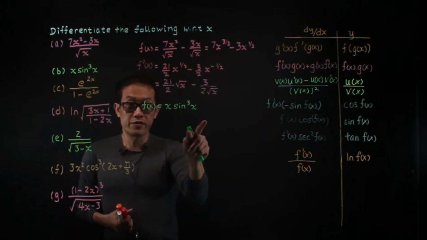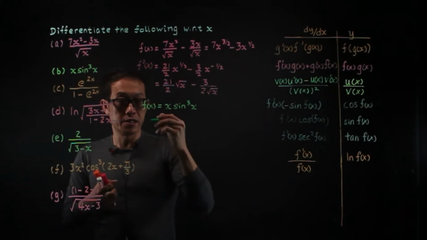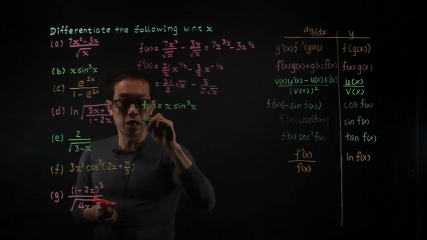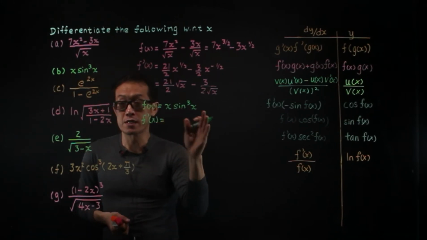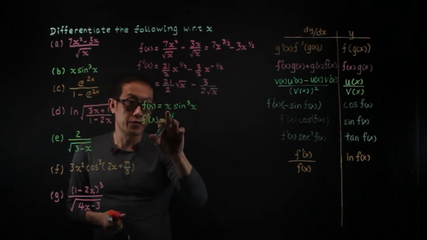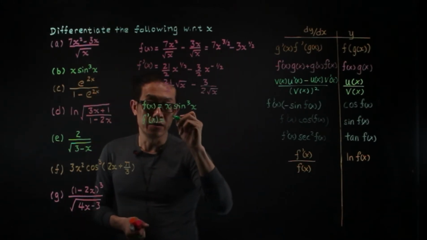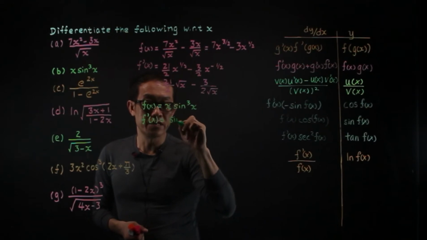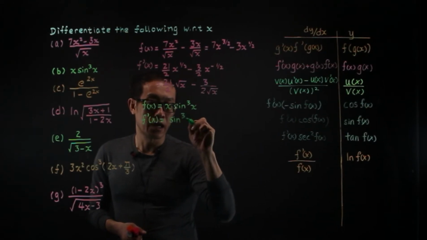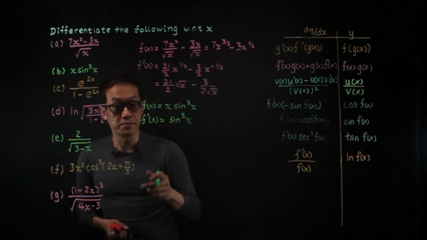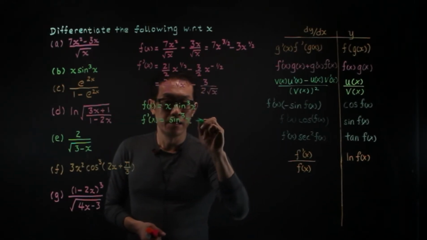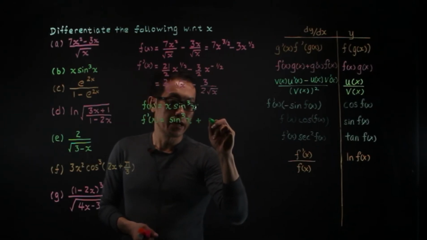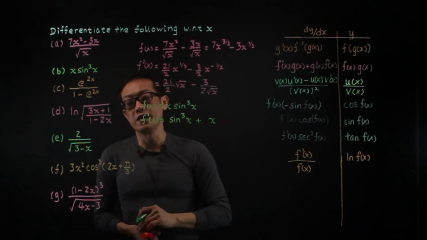Now, when I differentiate this, this will be equal to f prime of x. I use the product rule because it is something times something. So let's differentiate the x first. You get 1, so you are left with sine cubed x. Then after that, this one stays, and then we differentiate sine cubed.